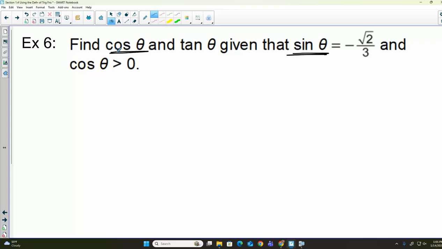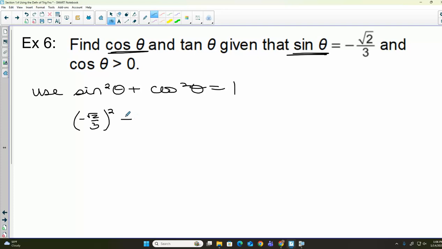If I were going to put this on the test, and I wanted you to do it a certain way, I would say use the identity sine squared theta plus cosine squared theta equals 1, and I would tell you the formula. So then we just plug in sine squared theta. What's the value of sine? Squared. Plus, what's the value of cosine? We don't know, so that's the thing we're solving for.